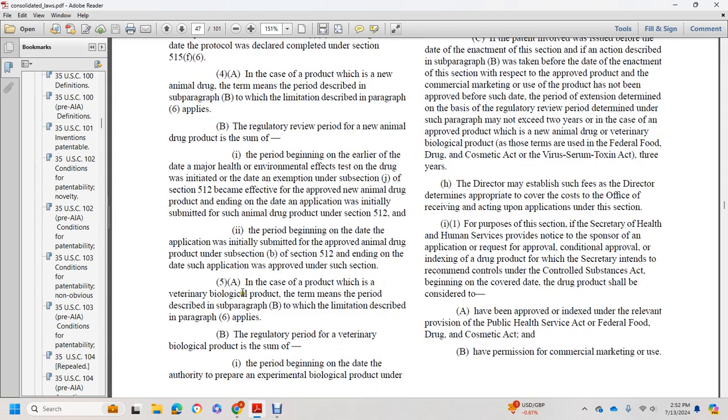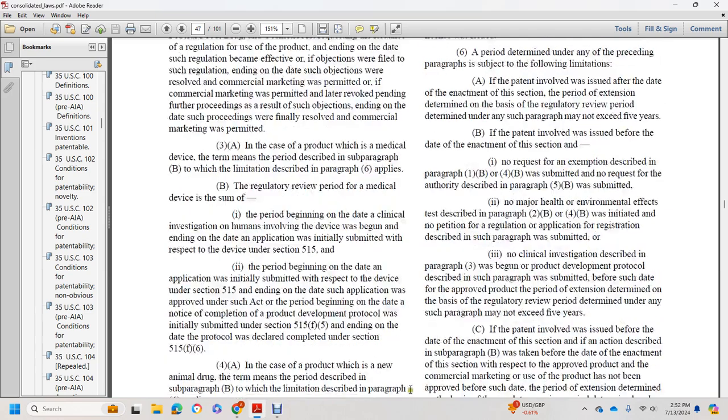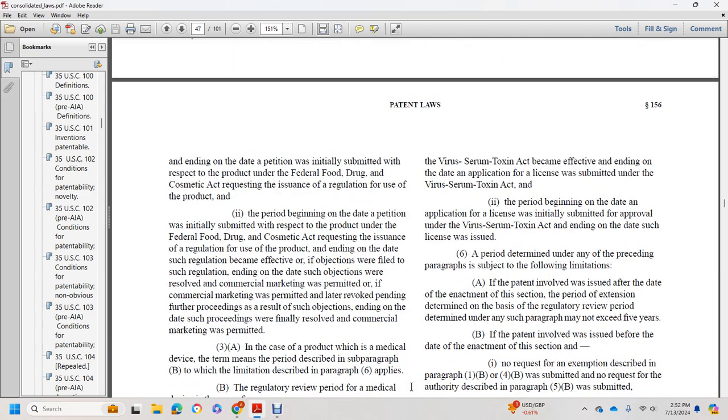(5)(A) In the case of a product which is a veterinary biological product, the term means the period described in subparagraph (B), with limitations described in paragraph (6). The regulatory review period of the veterinary biological product is the sum of the period beginning on the date the authority to prepare an experimental biological product under the Virus-Serum-Toxin Act became effective and ending on the date an application for a license was initially submitted under the Virus-Serum-Toxin Act, and the period beginning on the date the application for a license was initially submitted for approval under the Virus-Serum-Toxin Act and ending on the date such license was issued. The period determined under the preceding paragraph is subject to the following limitation.